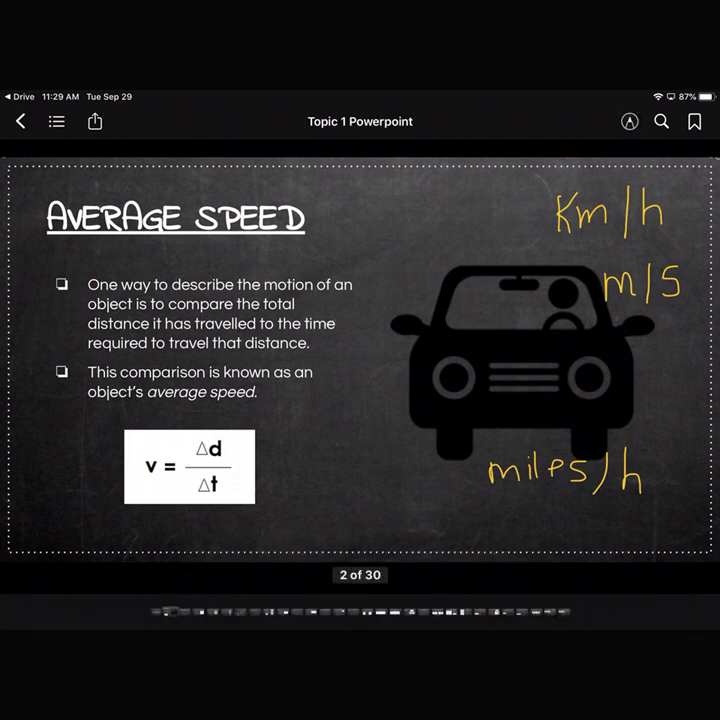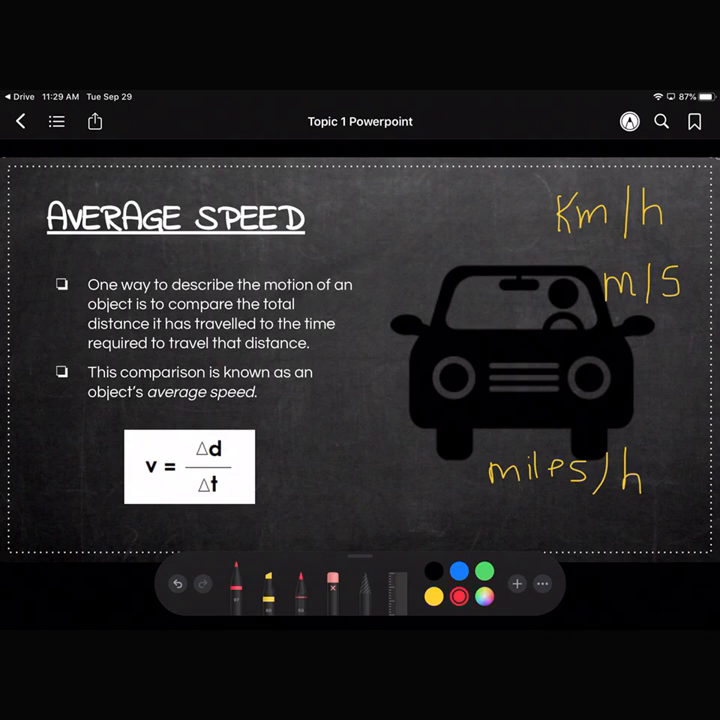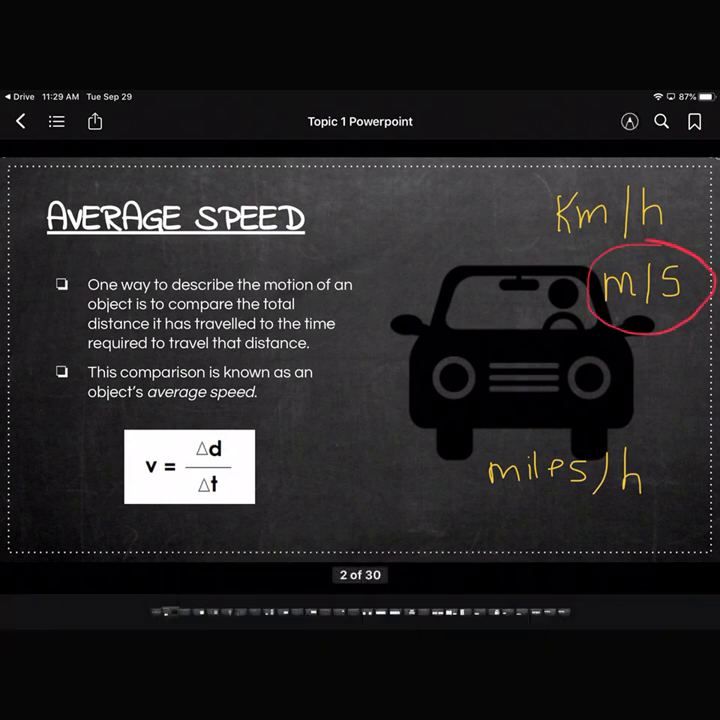So the T on the bottom of that formula is time. Your speed is equal to your distance over your time. Your distance is in kilometers, your time is in hours. When we're talking about science, we might use meters and seconds, so that's meters per second. And the V stands for our speed, I guess, in this case, but really it's velocity. We'll look at that in a second.